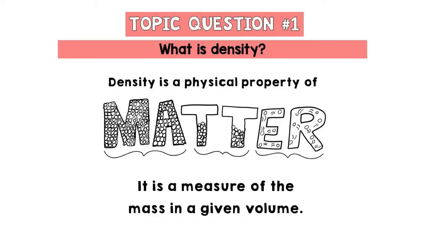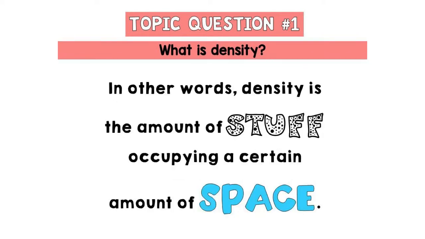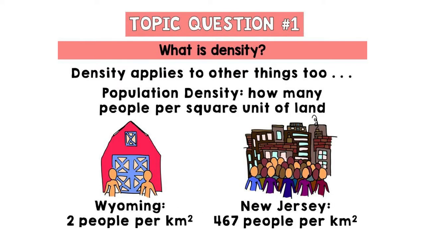Our first topic question is, what is density? Density is a physical property of matter. It is a measure of the mass in a given volume. In other words, density is the amount of stuff that occupies a certain amount of space.